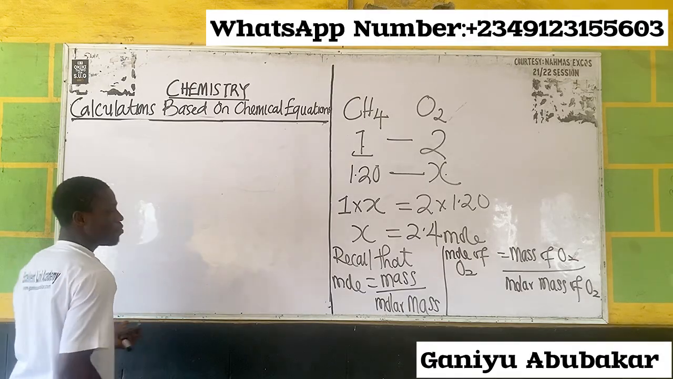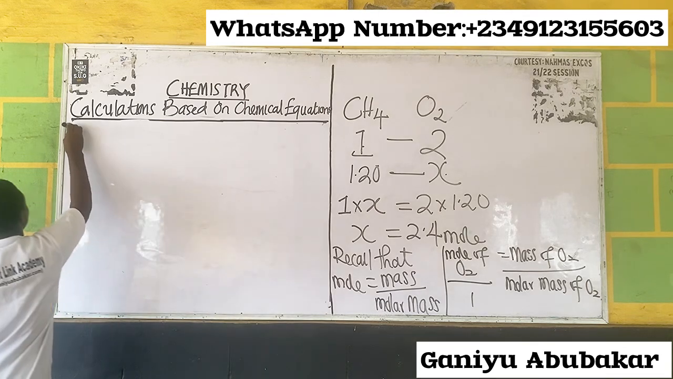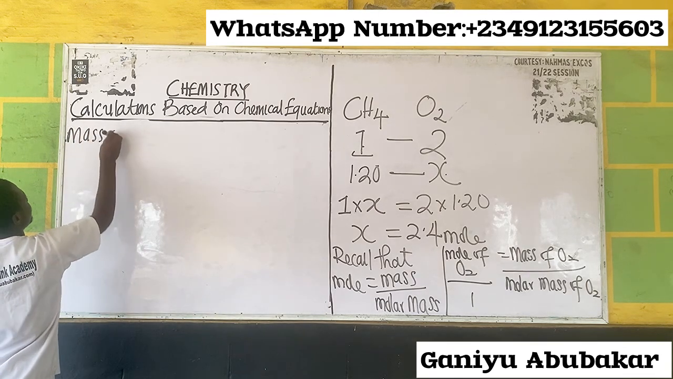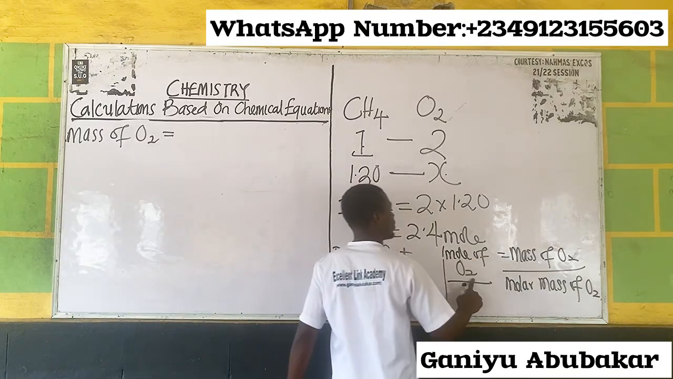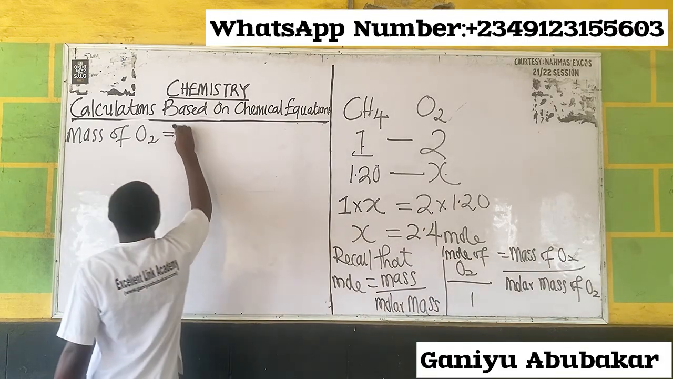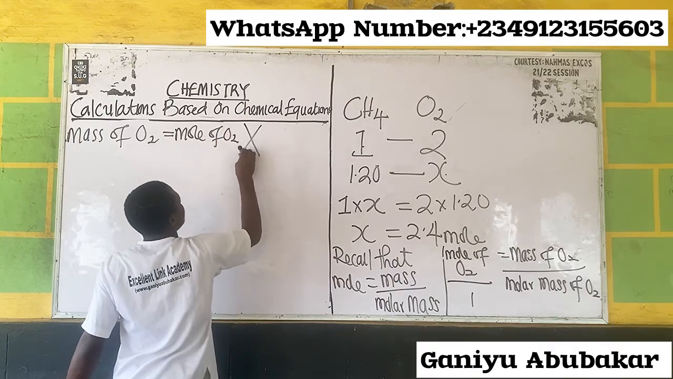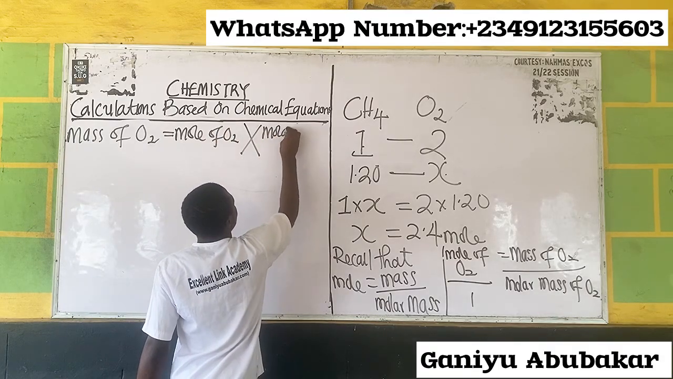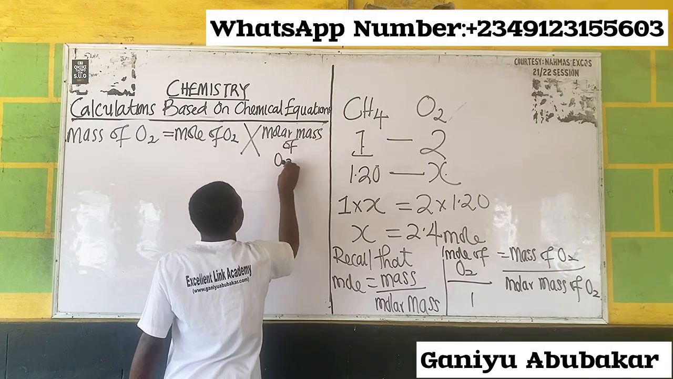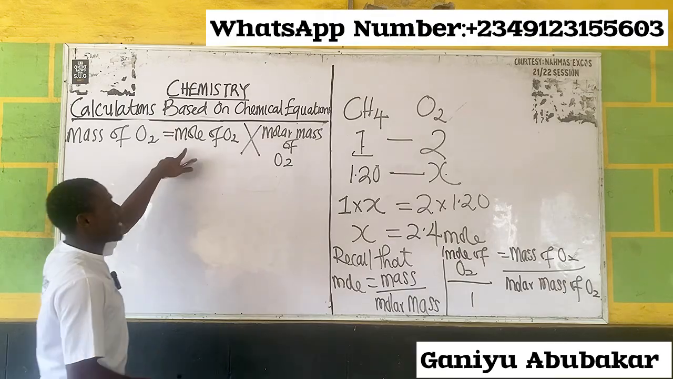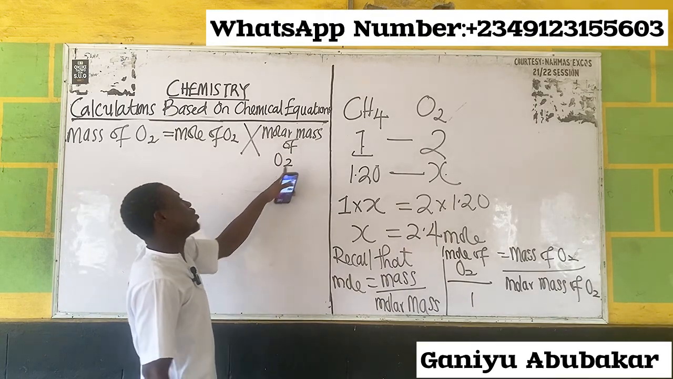All right. So make this one the subject. Over 1 times this gives you mass of oxygen. Mass of oxygen equals what there? Mole of oxygen times molar mass of oxygen. That gives you mole of oxygen times molar mass of oxygen. Now, we know the mole of oxygen is 2.4. But we don't know the molar mass of oxygen, O2.